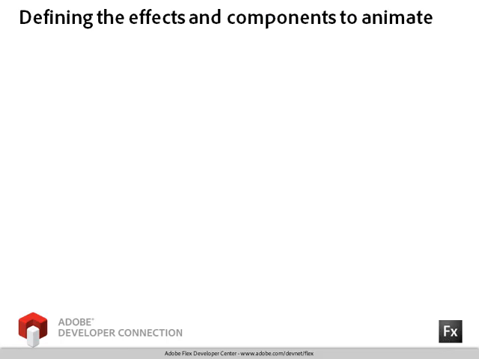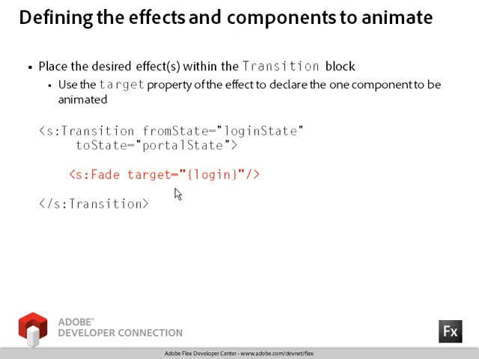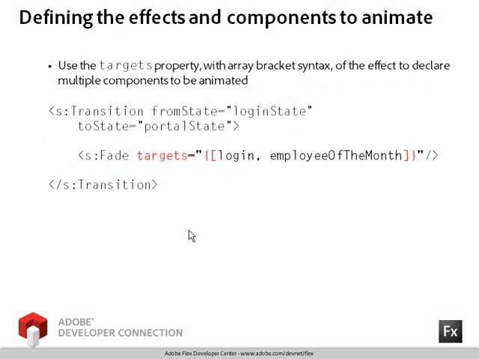To define the components you want to animate and how they will move, you define the effects within the transition instance. The rules for using effects are the same as you learned in the last video and exercise. Remember that you use the target property with binding syntax to reference the ID property of the component that you want to animate. You use the targets property with the array bracket syntax inside of the curly braces for the binding to declare multiple components for the effect.